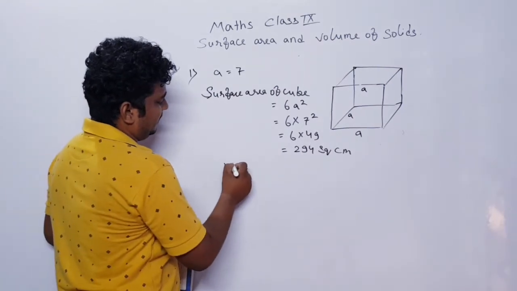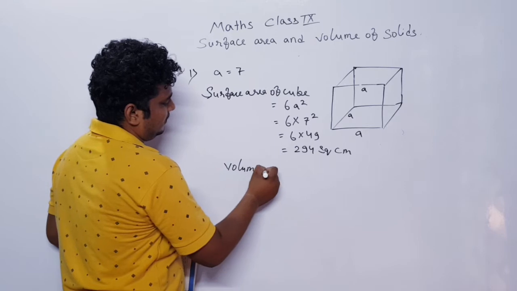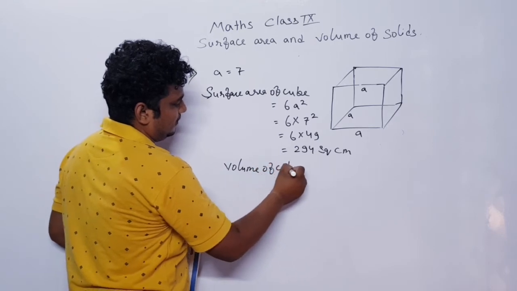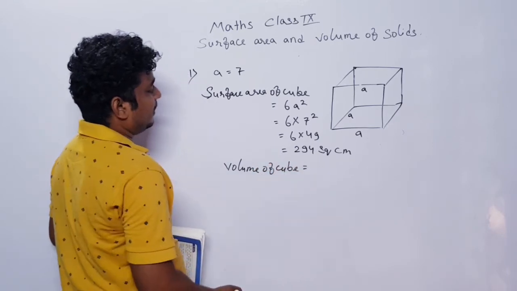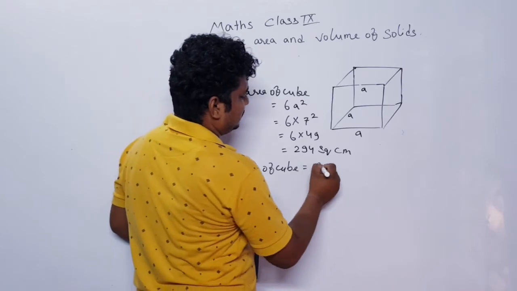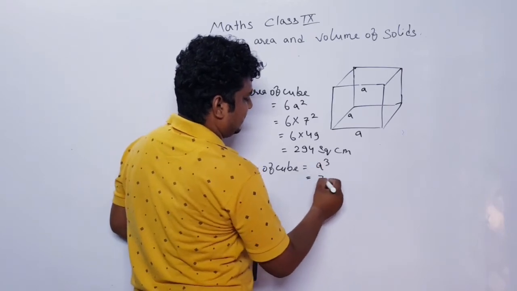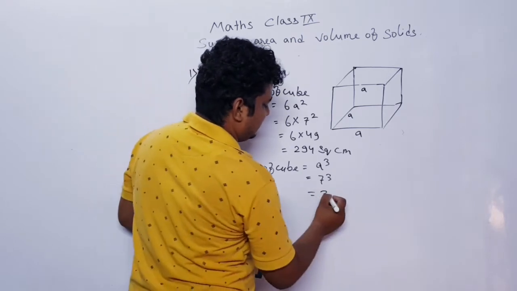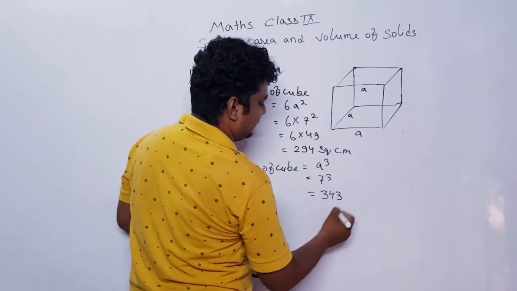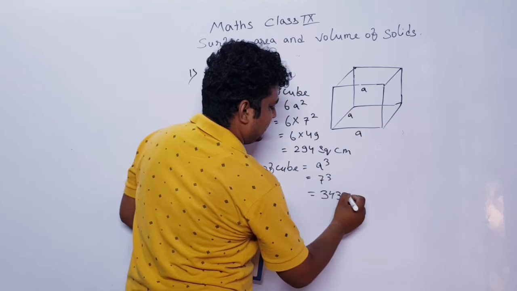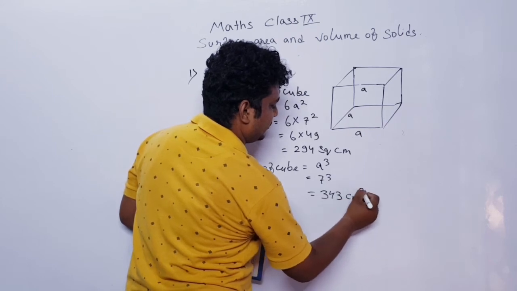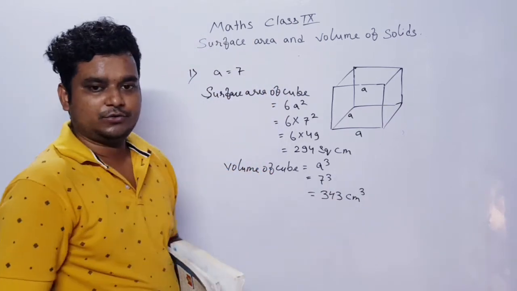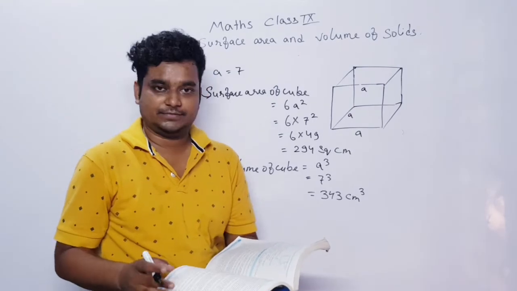So volume we are talking about. Volume equals a cube, that is equal to 7 to the power 3. So we will deal with this, then 343 will come, centimeter cube. So in this order you need to solve the question. This was question number one.